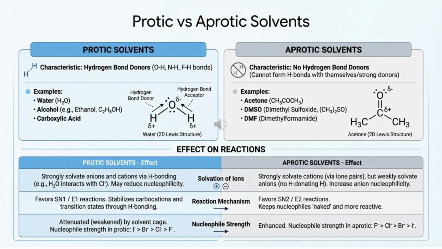Solvents can be broadly classified as protic or aprotic. Protic solvents contain hydrogen atoms bonded to electronegative atoms like oxygen or nitrogen, enabling them to form hydrogen bonds. Examples include water and alcohols. Aprotic solvents, on the other hand, do not have such hydrogen atoms and cannot donate hydrogen bonds. Examples include acetone and dimethyl sulfoxide. This distinction is particularly important in organic reactions, as it influences reaction mechanisms and the stability of intermediates.